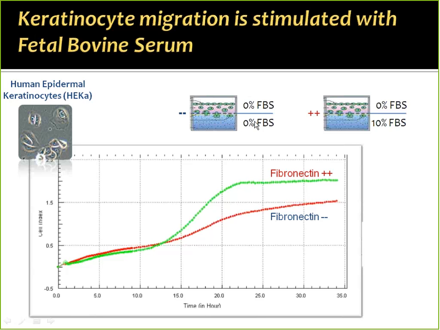If there is nothing, no serum or any chemoattractant, the cells are really not going to expend energy to move over to the other side. There might be some passive migration, as you see here, with a small rise in cell index, but it's not a major rise. In contrast, if we add 10% fetal bovine serum on the bottom side as a chemoattractant, as a positive control, you see an increase in the cell index relative to the negative control. But we wanted to see if we could get a better response with a different extracellular matrix component.